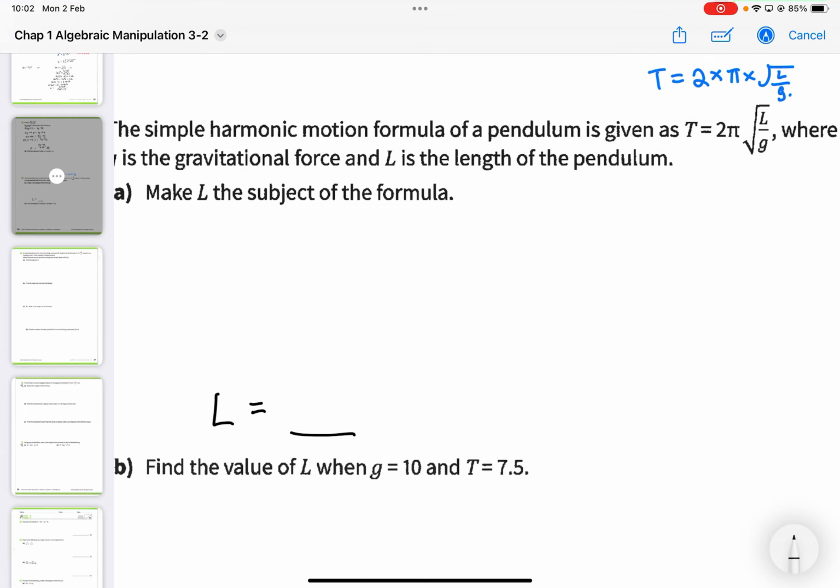Okay, my first step will actually be, for me, I will divide both sides by 2 pi first, because I want to make L as isolated as possible.